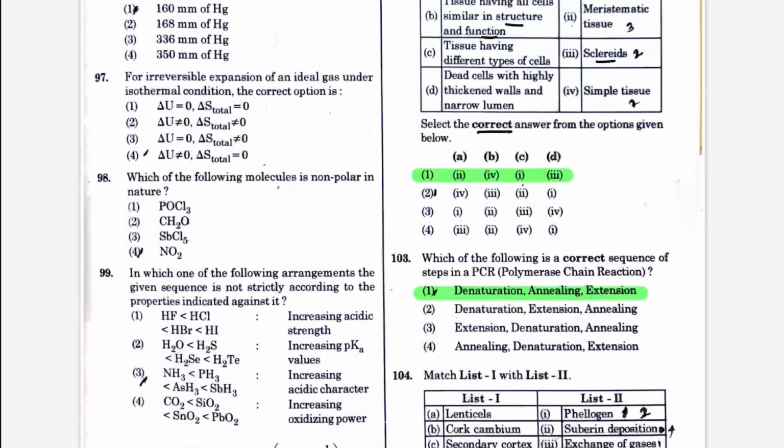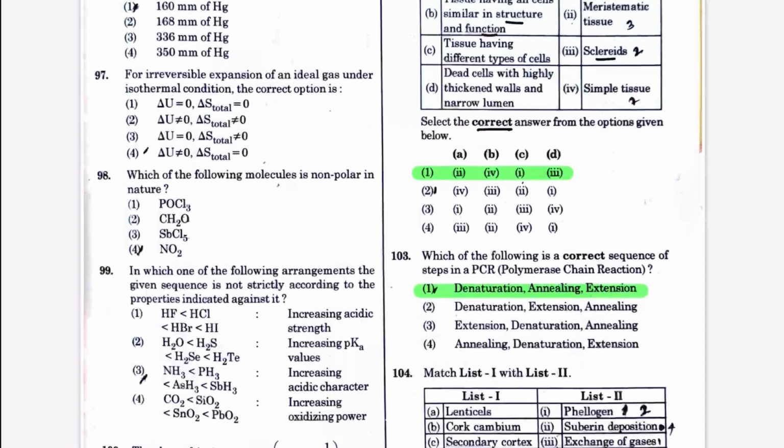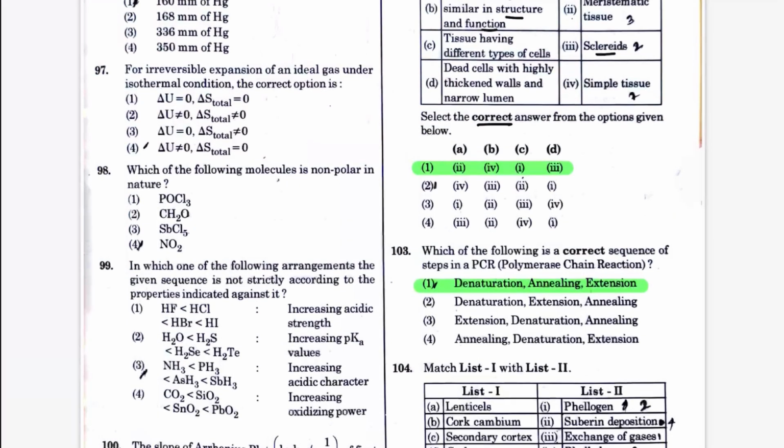And the next one is a very easy question. They're asking you the correct sequence of PCR. First comes denaturation, where the hydrogen bonds break, then annealing, where the primer attaches, and extension, where Taq polymerase will add nucleotides complementary to the existing DNA strand. So the answer is 1.